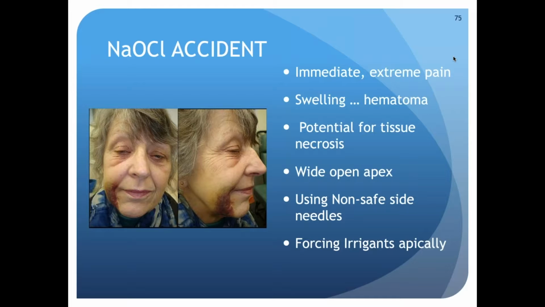Like I was saying earlier, if you know your working length, you can take your irrigation needle and measure it 2 millimeters short. That way you can get your irrigation down along the root surface, but not get too close to the apex. Again, we want to use safe-sided needles, and we don't want to force our irrigants. If we're having to push hard, we're doing things wrong.